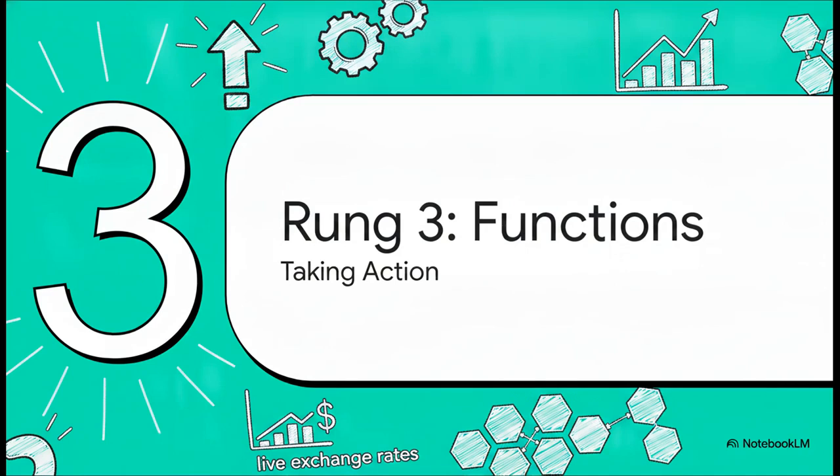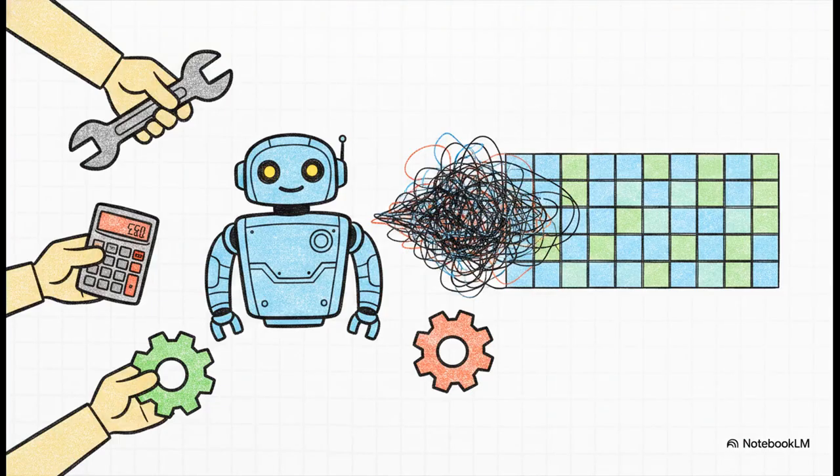Rung 3, function calling, taking action. Okay, so your intern is smart, and they've got the handbook. But what if you actually need them to do something in the real world? Like, say, look up a live exchange rate, or trigger a deployment. Well, this is function calling, where you hand your intern a specific tool.